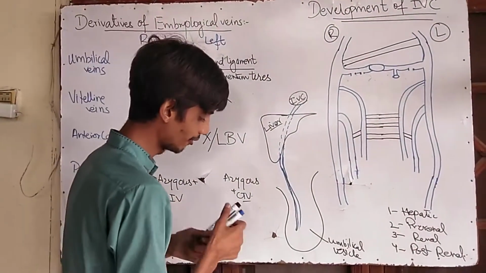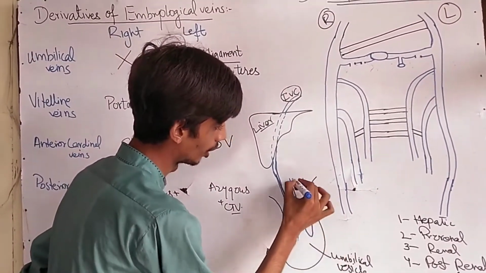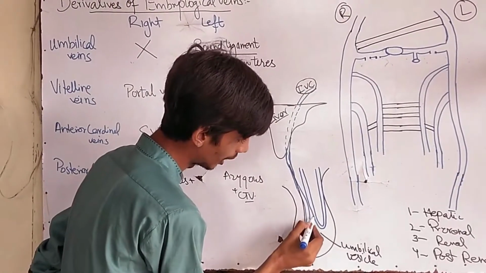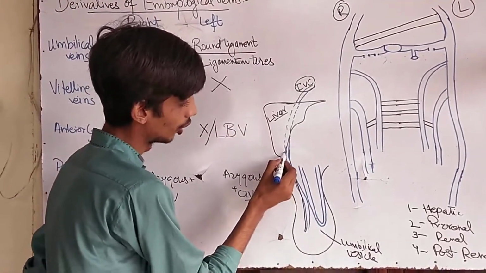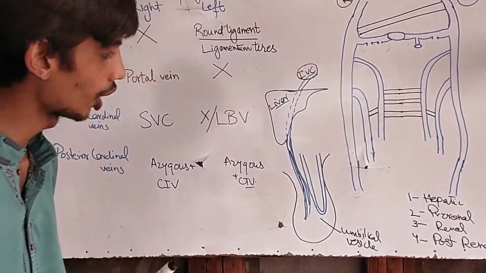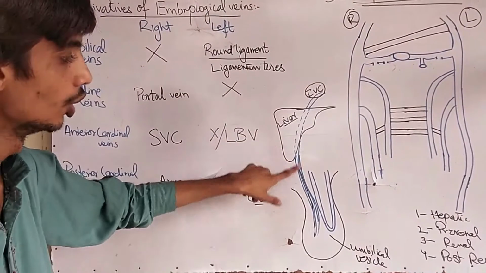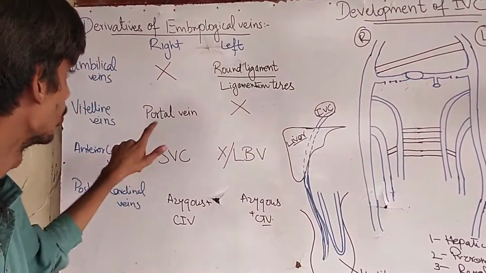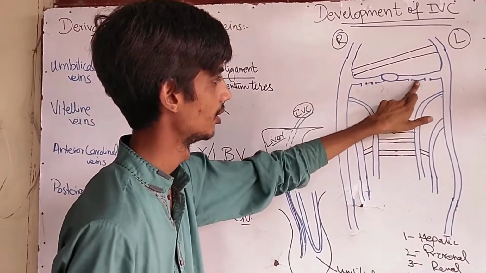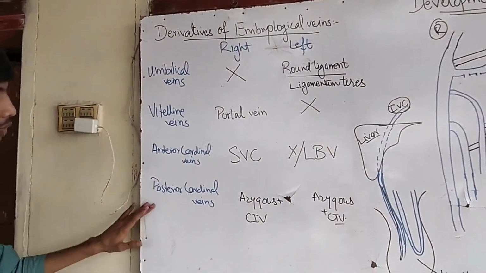Now, you know, the vitelline vein is also important for the herniation of the midgut loop. So this midgut loop herniation and the liver on the right side are important in the formation of the portal vein, and the portal vein also takes the blood from the alimentary canal to the liver. So it is important in the formation of the portal vein on the right side, and on the left side it regresses. Fine. So now we are left with the anterior and posterior cardinal veins.